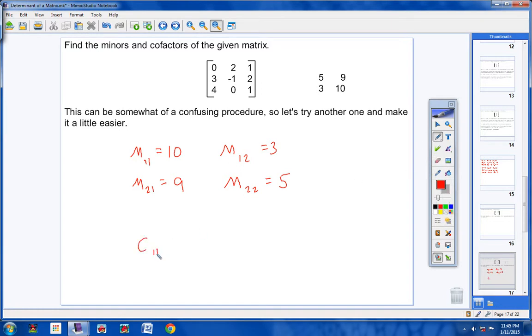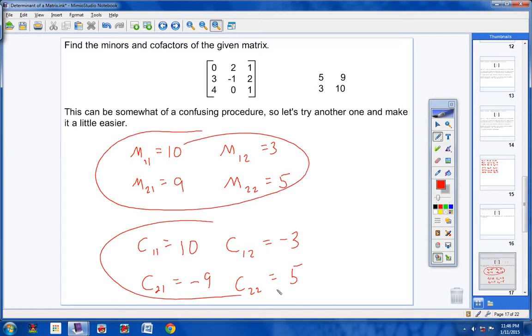Cofactor 11. 1 plus 1 is 2. That's even. So leave the 10 alone. Then cofactor 12. 1 plus 2 is 3. That's odd. So change the sign of this. Negative 3. And then cofactor 21. 2 plus 1 is 3. And so that's odd. So you change the sign of your 9. And then cofactor 22, 2 plus 2 is 4. It's an even number, so you do not change the sign of that 5, okay? So there we go. There's your minors, and there's your cofactors, okay?